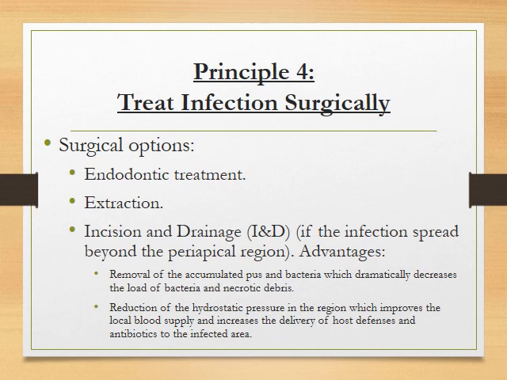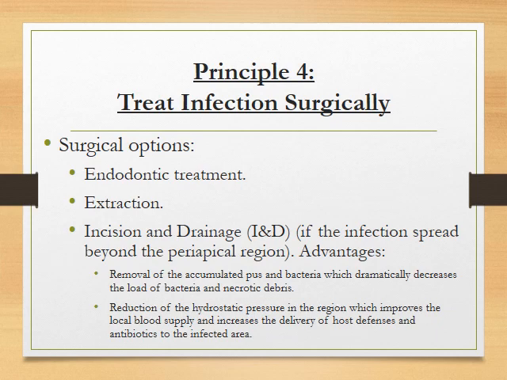The third line of surgical management is incision and drainage. When we do incision and drainage, if the infection spread beyond the periapical region and enter the facial and neck spaces. What are the advantages of incision and drainage? First, removal of the accumulated pus and bacteria, which dramatically decreases the load of bacteria and necrotic debris. This will allow the host defense to take charge and eliminate the remaining bacteria.